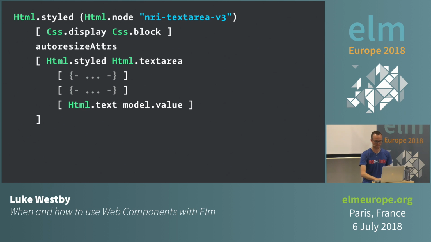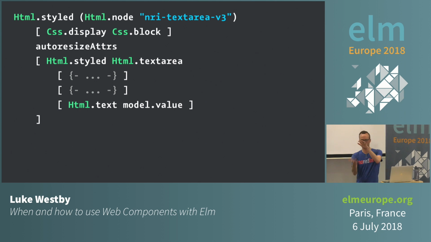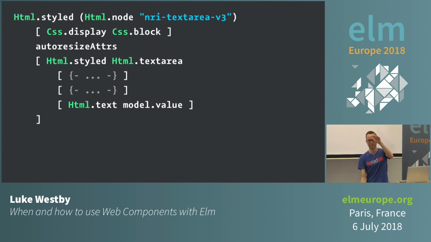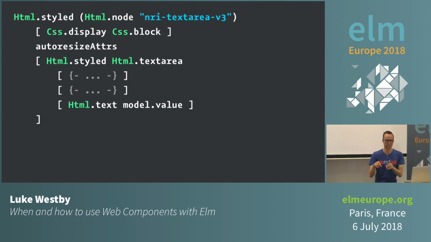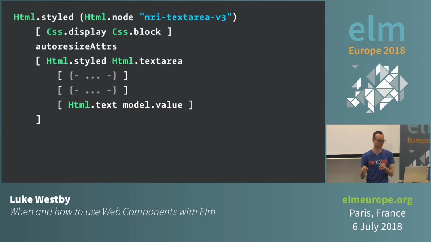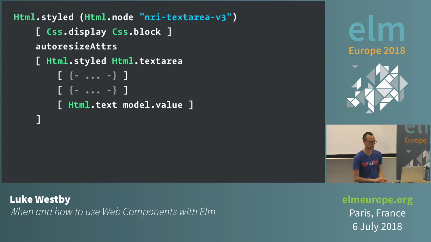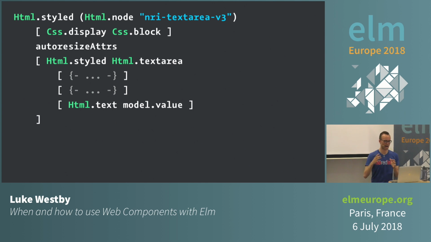And here is another example from the NoRedInk code base. This is in our UI library. We have this text area that grows and shrinks as the user types and deletes stuff. And that's not what text areas usually do or are even capable of doing, so you need JavaScript to do that. And so what we do is we wrap it in a custom element.